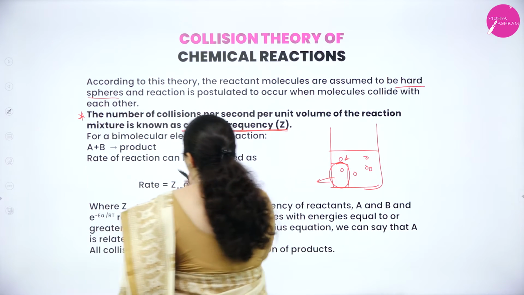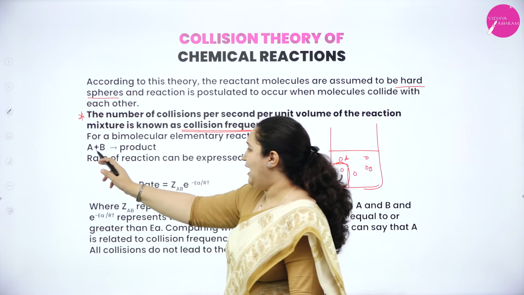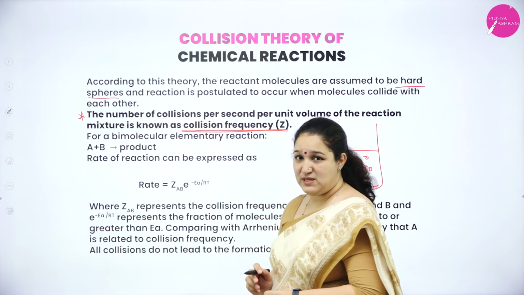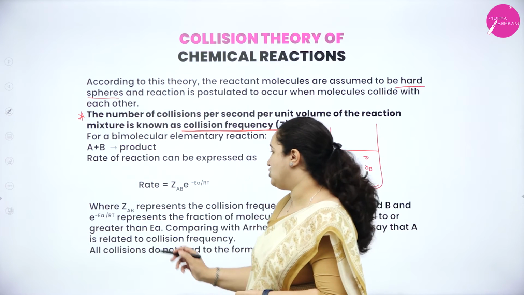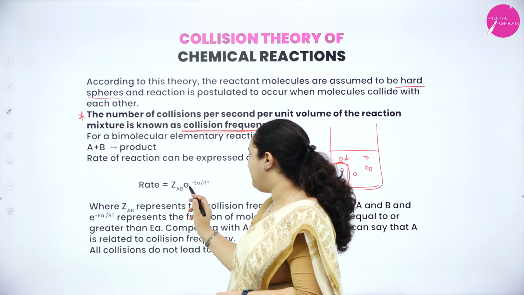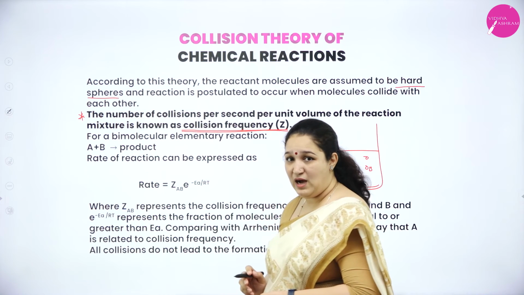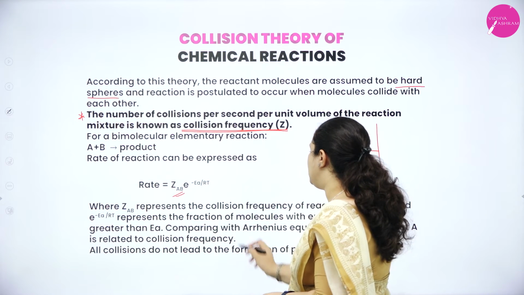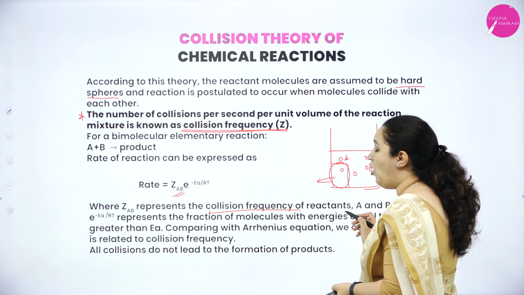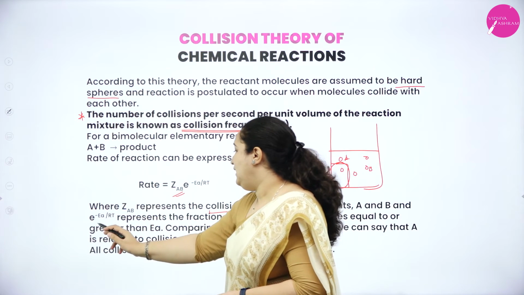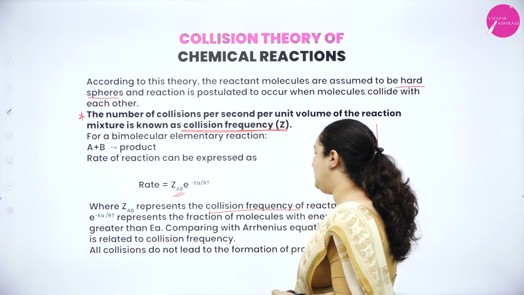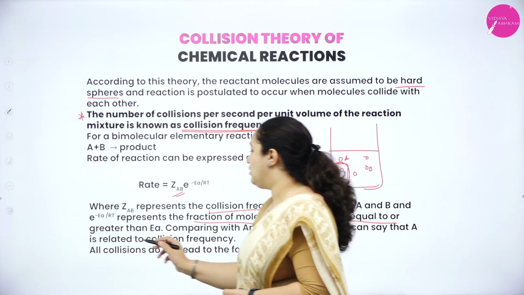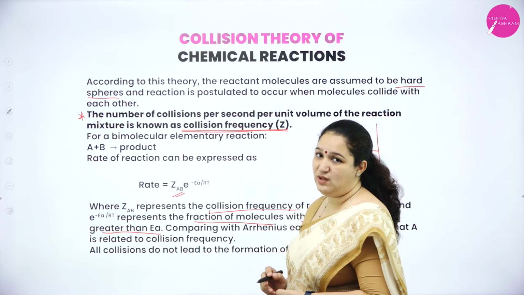So for a bimolecular reaction like A plus B giving products, how can I write the rate expression? Rate is equal to ZAB e to the power minus EA by RT. Here, what is Z? ZAB represents the collision frequency of A and B, and e to the power minus EA by RT represents the fraction of molecules with energy equal to or greater than activation energy.